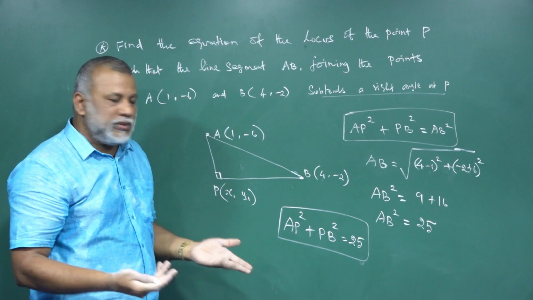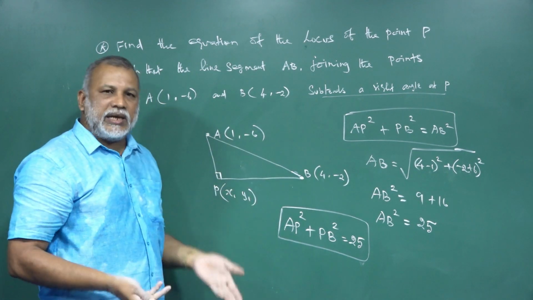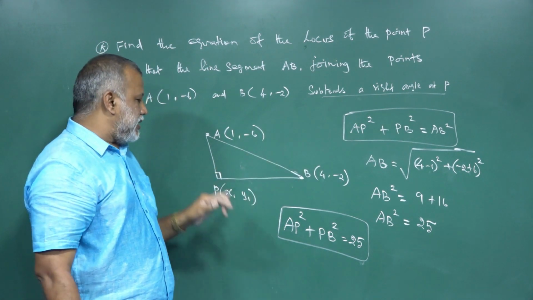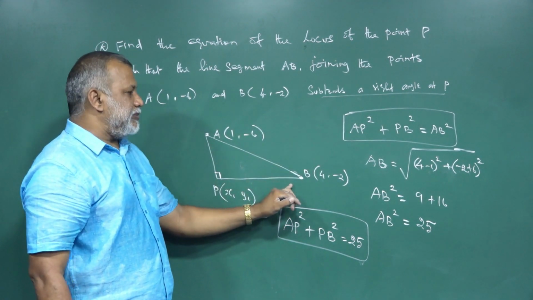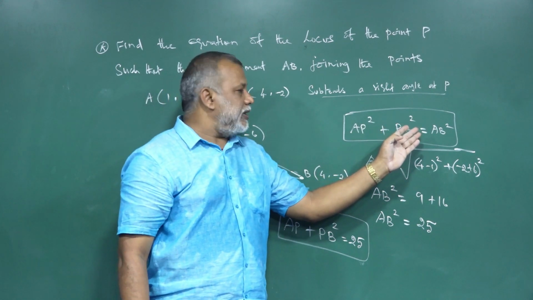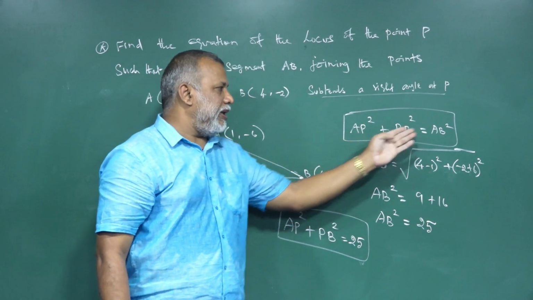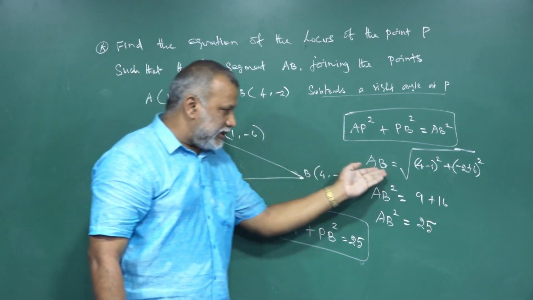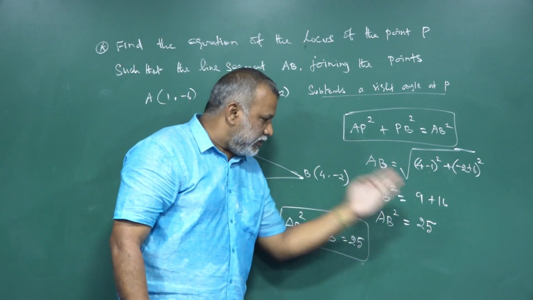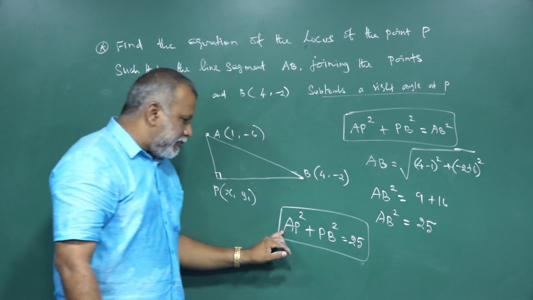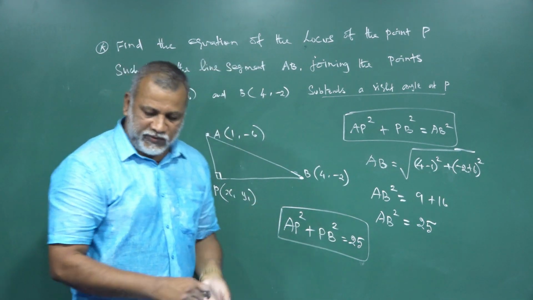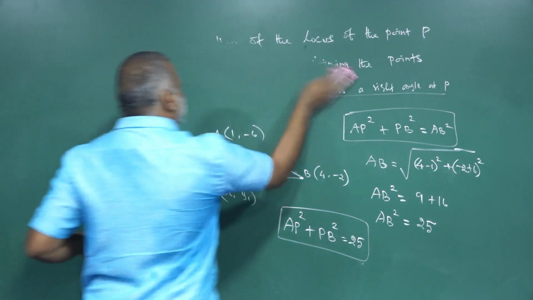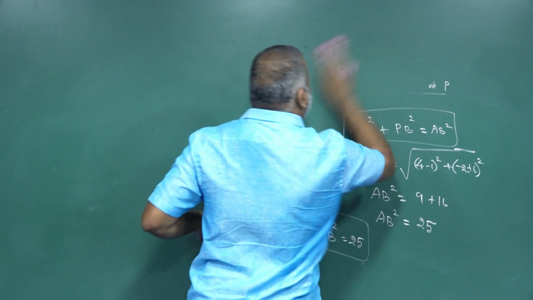So draw a diagram. Since it is a right angle triangle, we are able to use Pythagoras. By applying Pythagoras, AP squared plus PB squared equal to AB squared. So AP, PB, AB. But we are able to work out the value of AB. AB is nothing but the distance between 2 points. Just work it out, we get 25. So AP squared plus PB squared equal to 25. Now use the expansion with the help of this diagram.